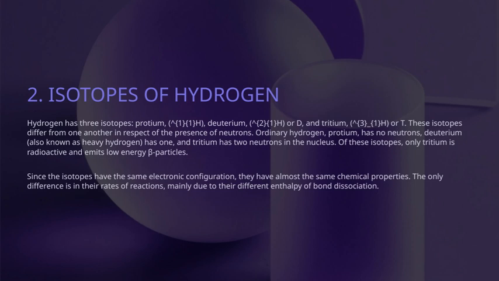Protium, or hydrogen 1, has no neutrons in its nucleus. Deuterium, also called heavy hydrogen, has 1 neutron, and tritium has 2 neutrons. The key difference among these isotopes is the number of neutrons present. Only tritium is radioactive, and it emits low-energy beta particles as it decays. Understanding these differences helps us grasp how isotopic variations can affect chemical behavior and physical properties, especially in applications like nuclear energy and scientific research.